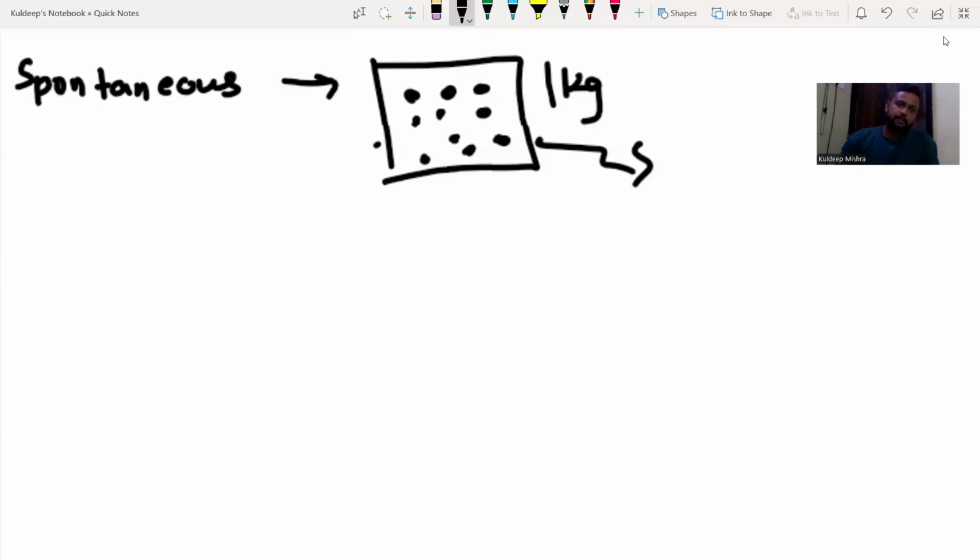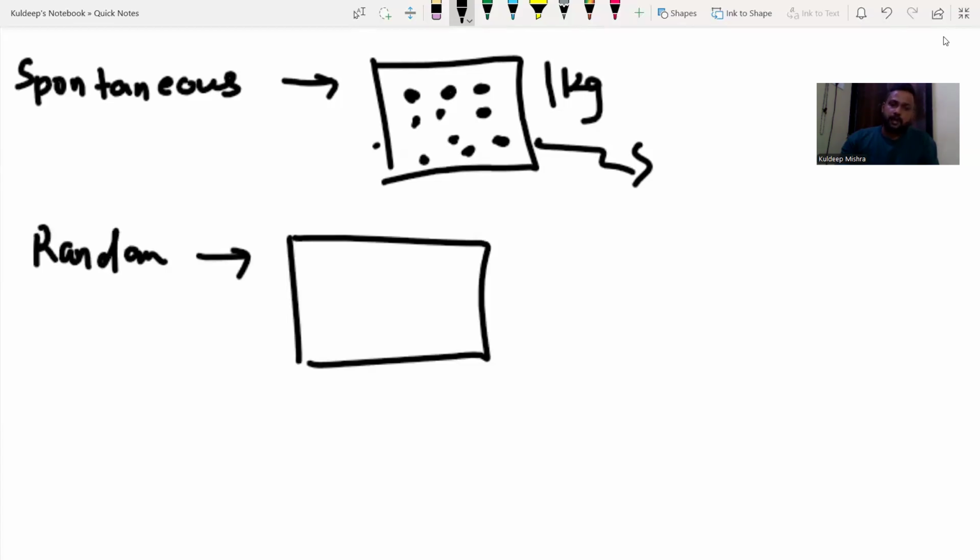And by the word random, we mean that the atoms which will decay cannot be determined. Out of these atoms, there are so many atoms. Even if I have 1 kg of a radioactive substance, I have millions and billions of atoms. So maybe this one decays, or maybe this one decays, or maybe this one decays. There is no way of knowing it.